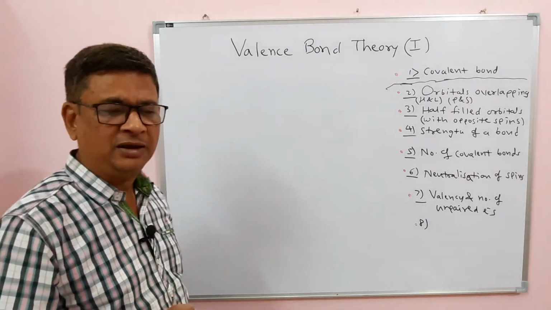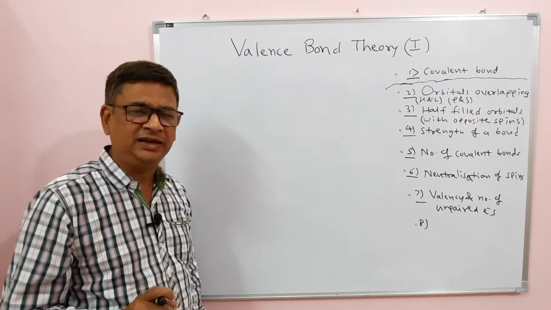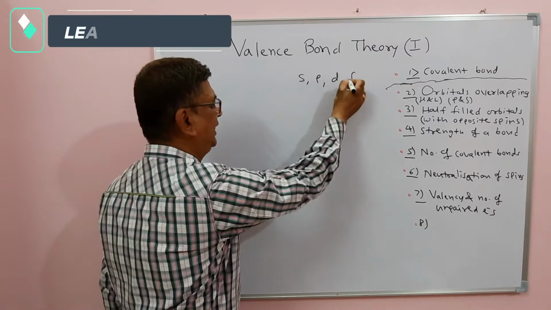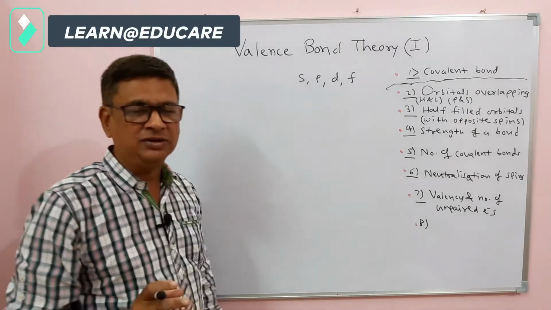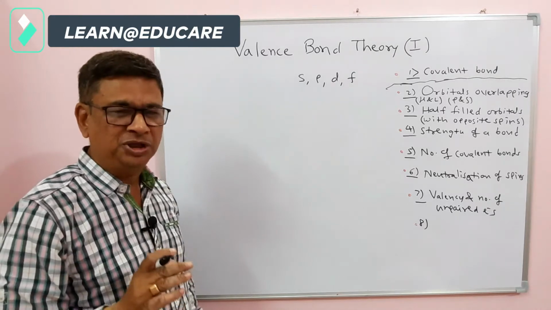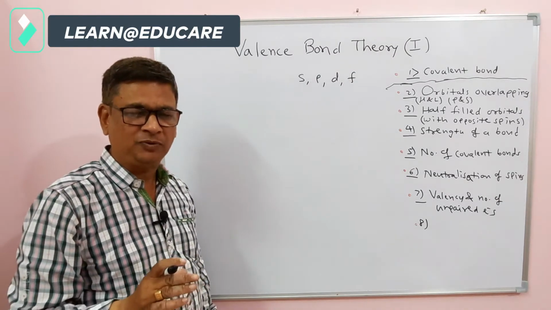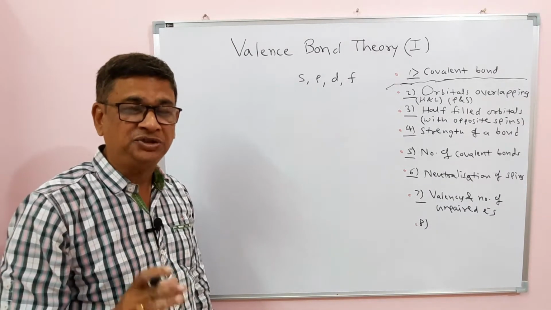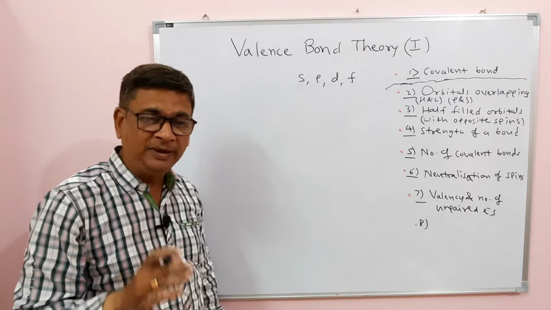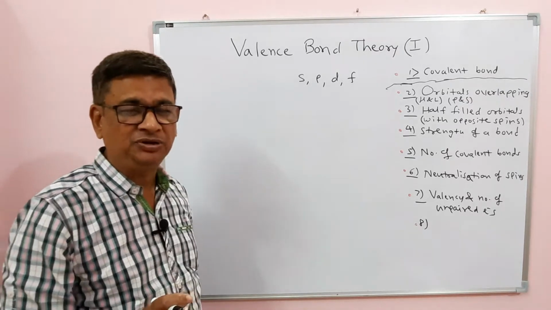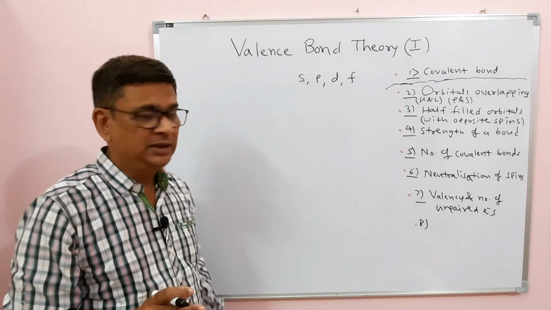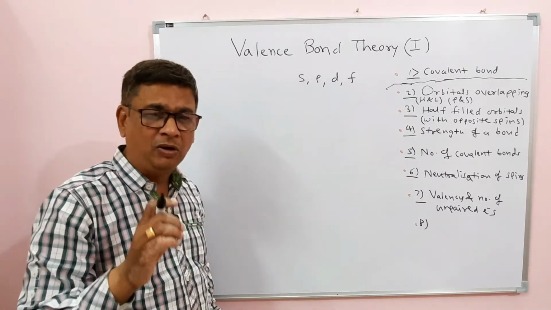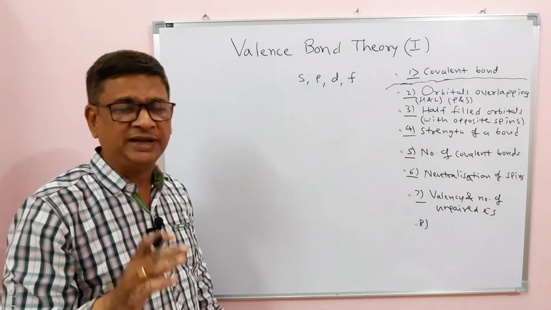We already know there are orbitals in an atom which contain electrons. For example, s orbital, p orbital, d orbital, f orbital, and they contain electrons. Now, when a covalent bond is formed, as per the definition, a pair of electrons is shared between two atoms, but actually electrons are present in orbitals. According to this valence bond theory, called VB theory in short, there is orbital overlap. So according to VB theory, overlapping of atomic orbitals gives rise to a covalent bond.